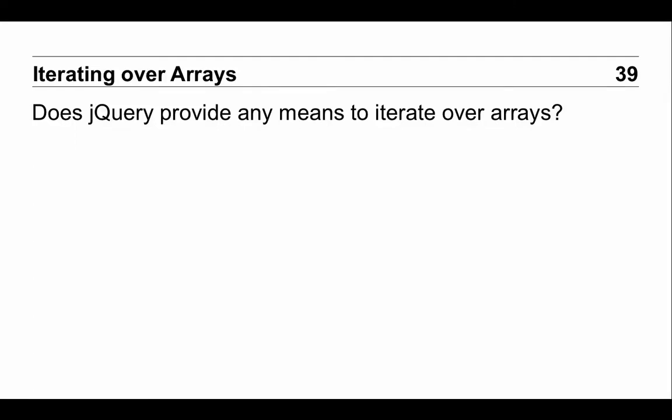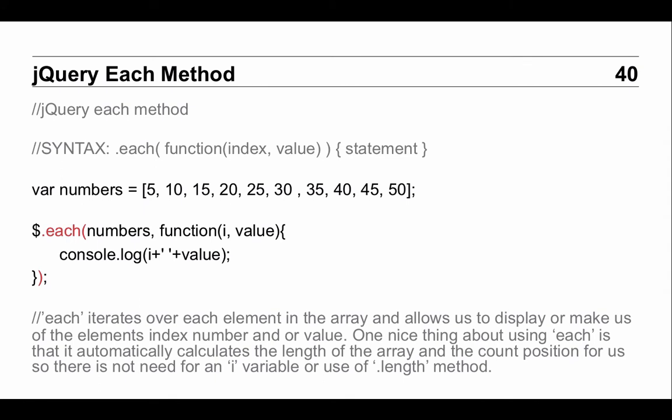So you might be wondering, does jQuery provide any means for iterating over arrays? Well, yes, actually, jQuery does have an each method. Okay, so let's take a look at how the each method works.